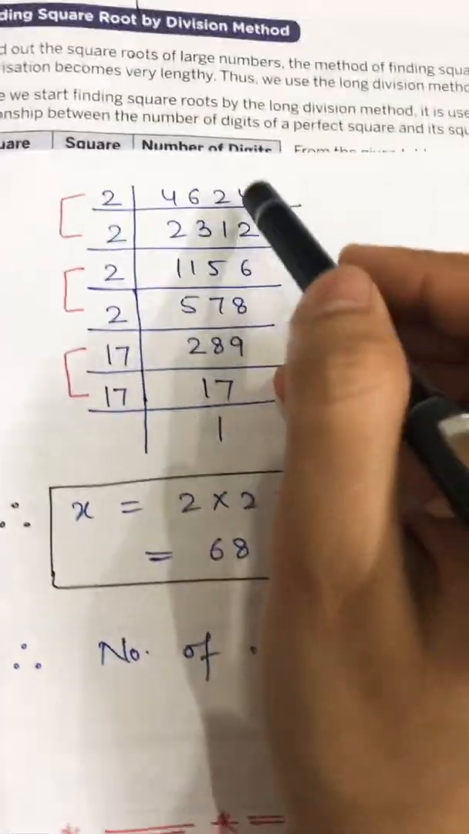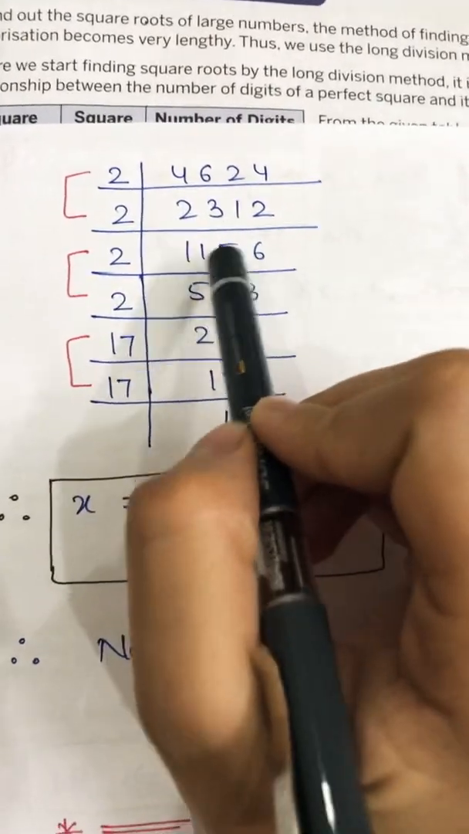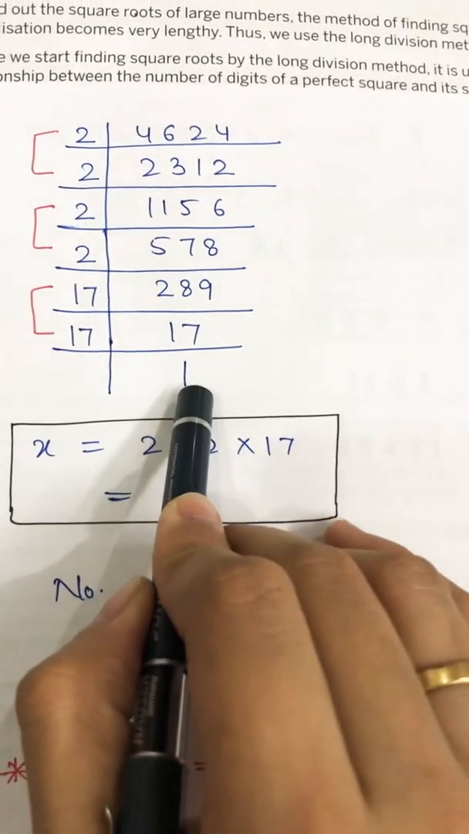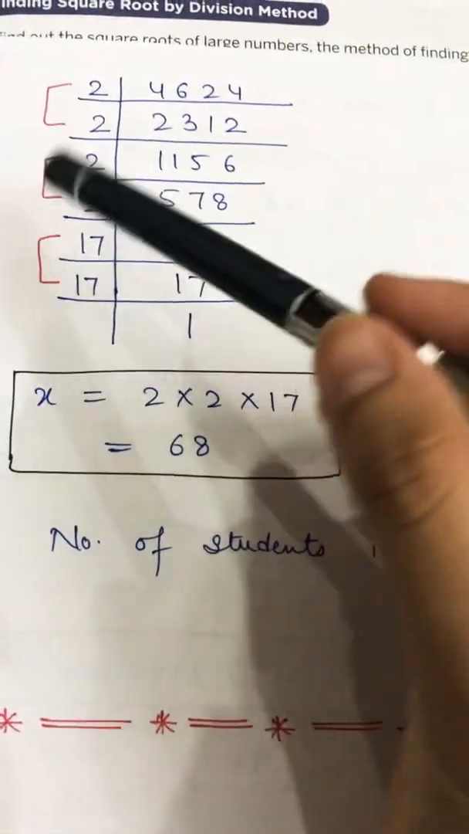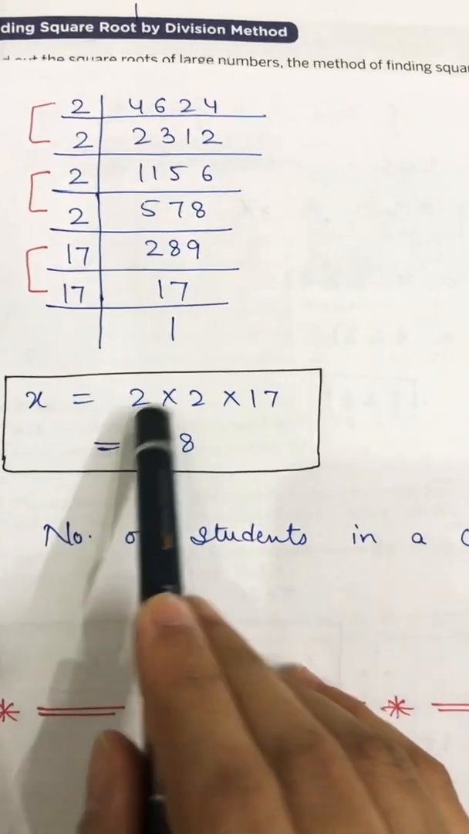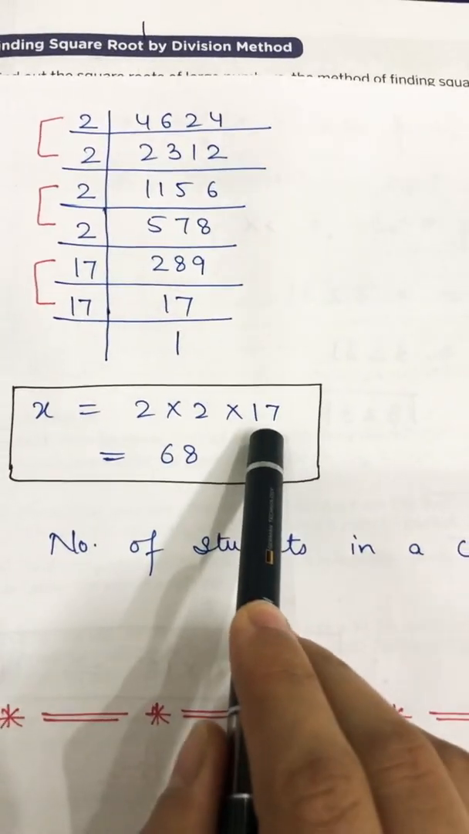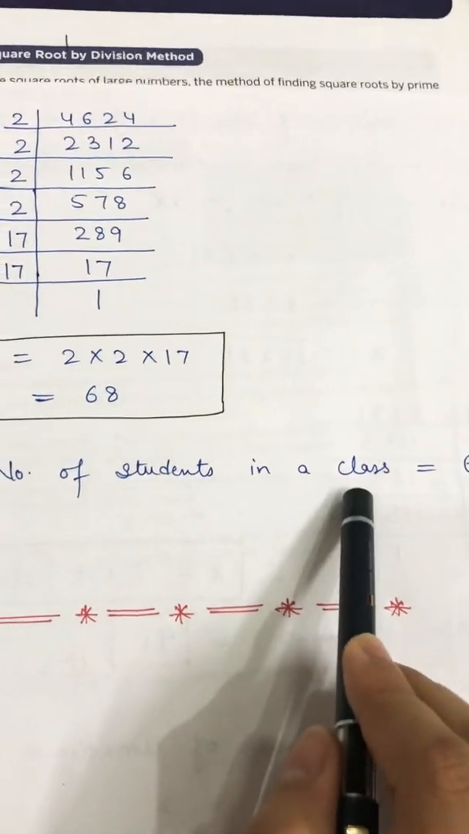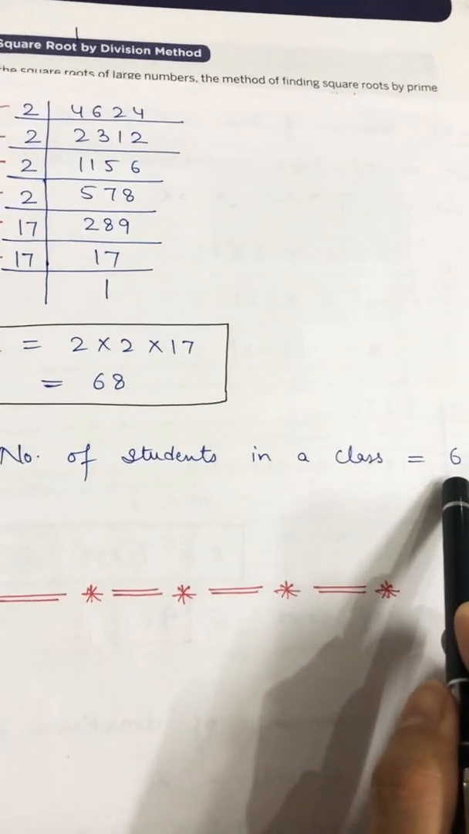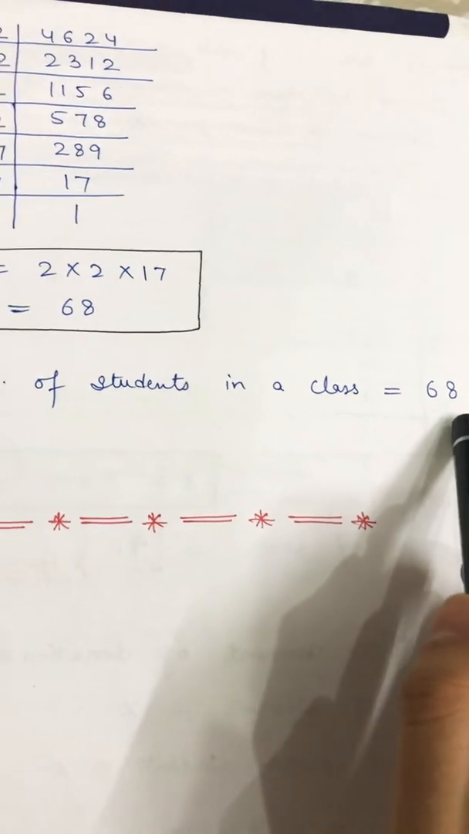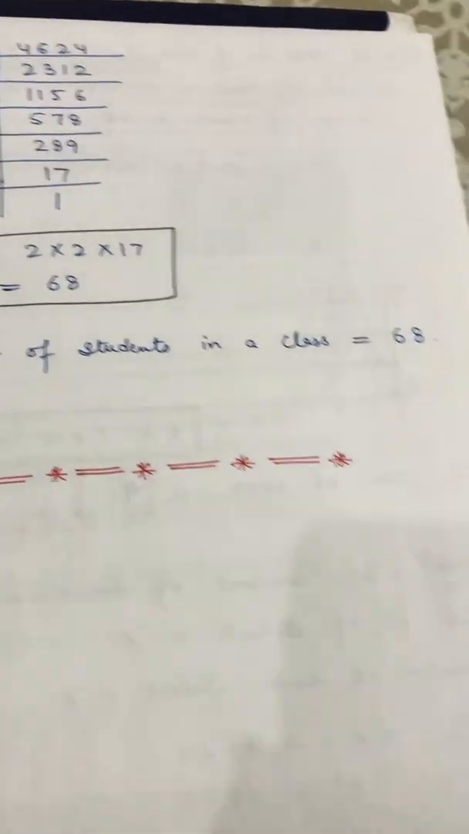Okay. Now take out the LCM of 4624. It will go on the 2 table, then on 2, then on 2, again on 2. Now it will go on 17, then on 17. Now how many pairs do we have? 2, 2 and 17. We have x equal to 2 multiplied by 2 multiplied by 17, which is equal to 68. So the number of students in a class is equal to 68. This is the answer.